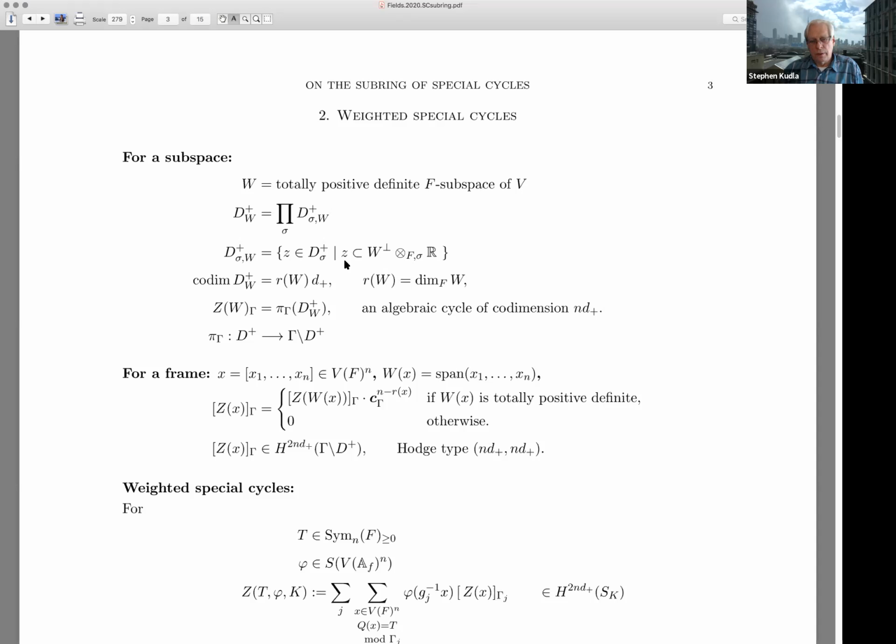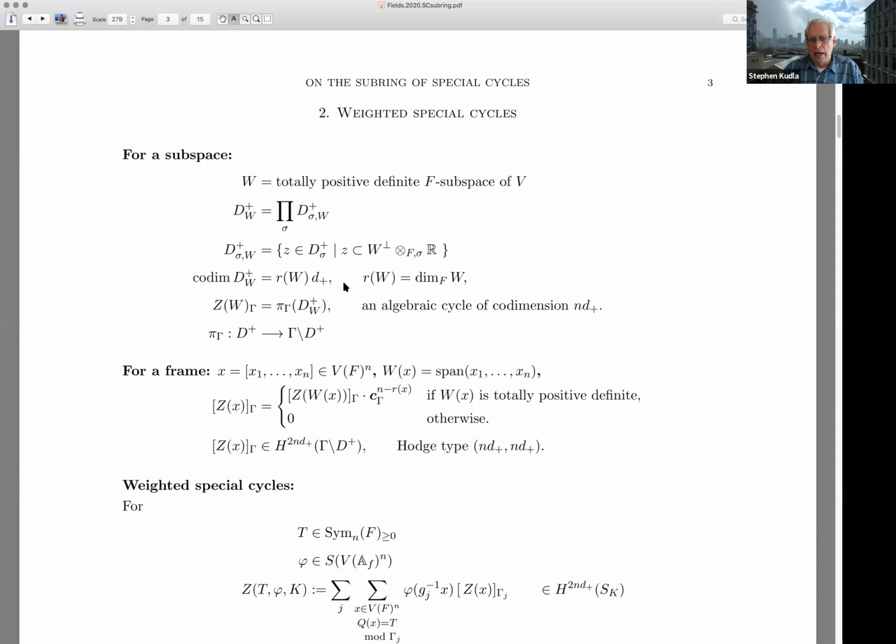And so this thing now will be sitting inside of D sigma. It's a cycle, and depending on the dimension, the codimension will be the dimension of W inside of one factor, and then in all factors it'll be that dimension of W times D plus. So if W is simply a positive line, rational line, then I get a cycle of codimension 1, a divisor in each factor, but therefore in the whole thing I get a cycle of codimension D plus.